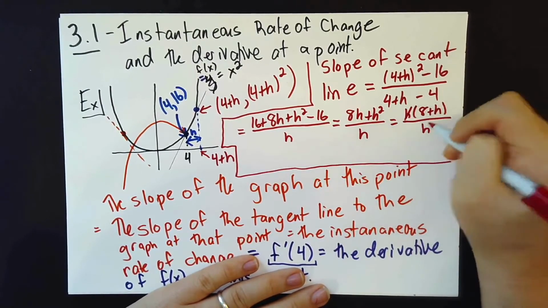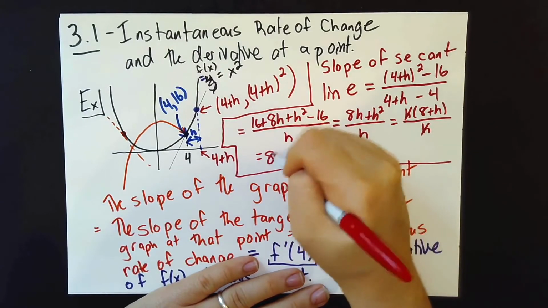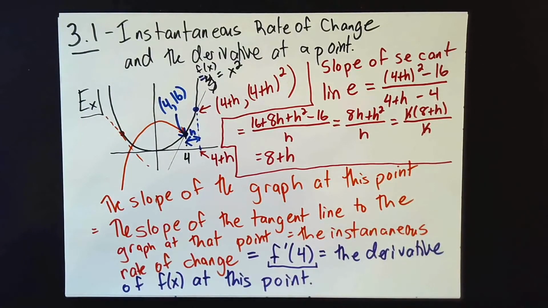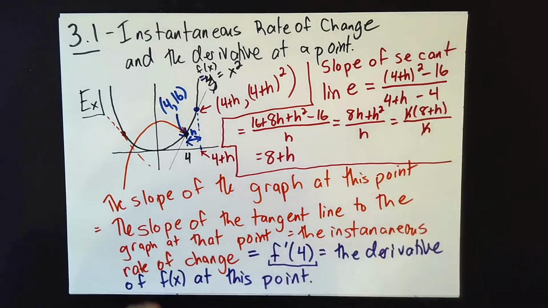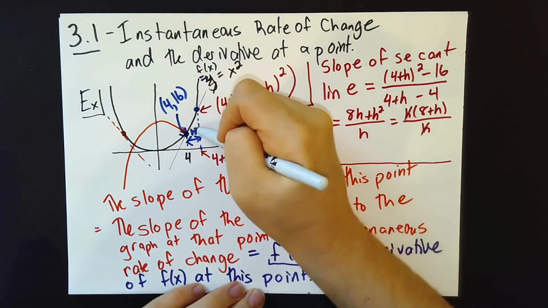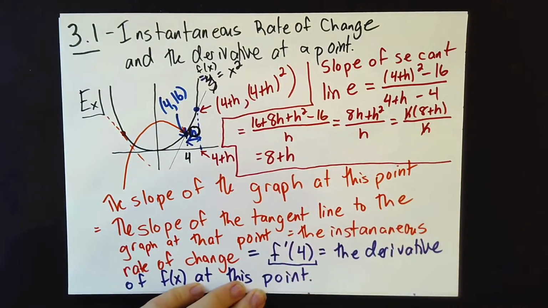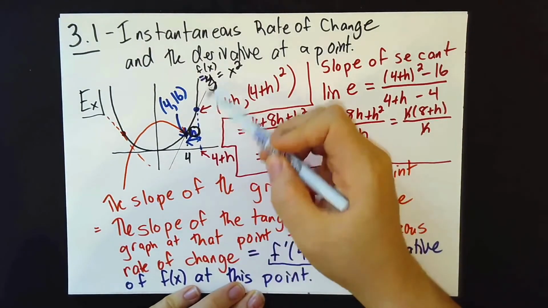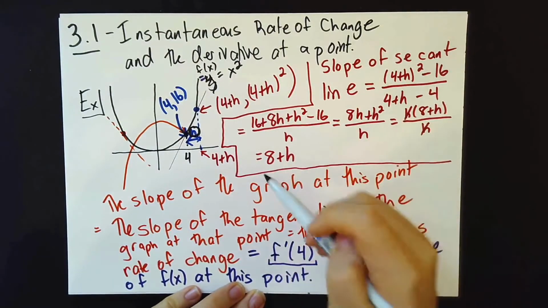And I'm going to cancel the h's, and so this will be 8 plus h. And so what does this say? What this says is, if I choose this gap to be h wide, then the slope of the secant line that I drew in here is 8 plus h.